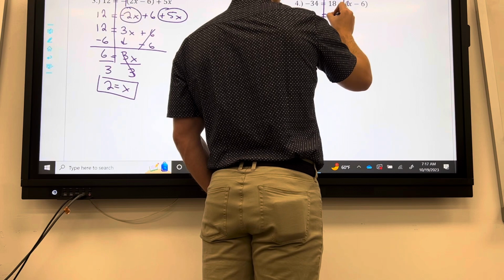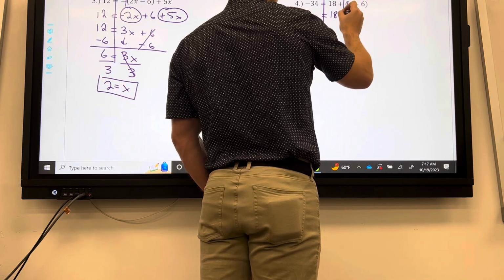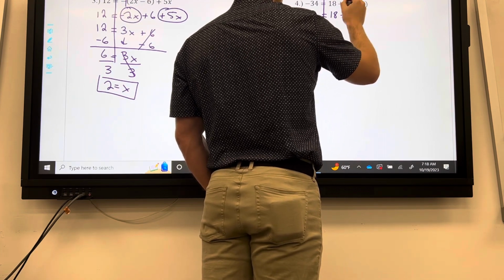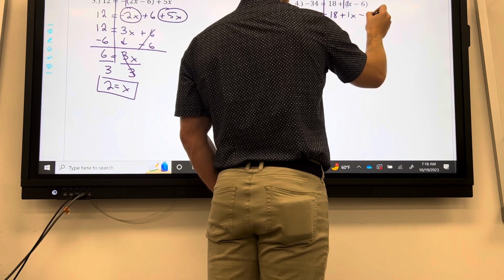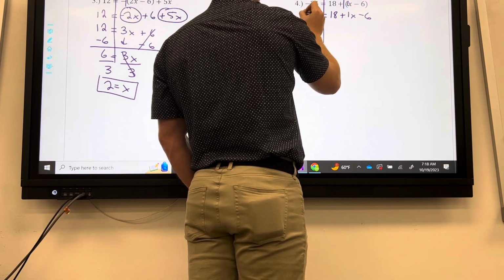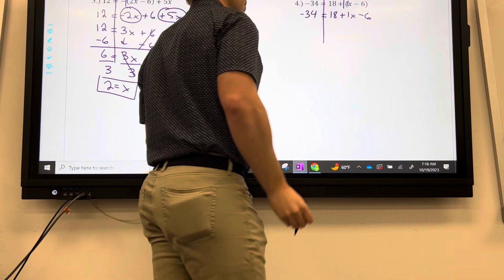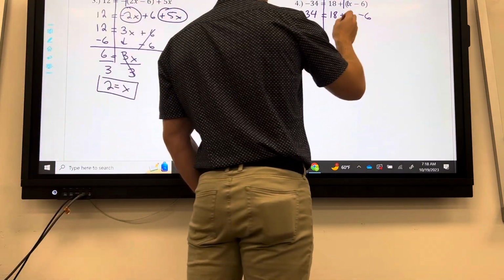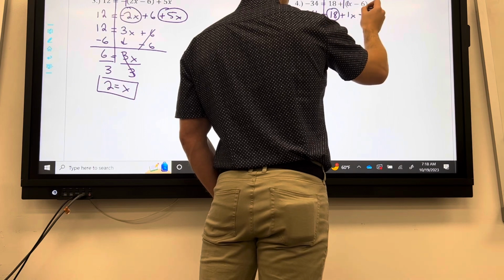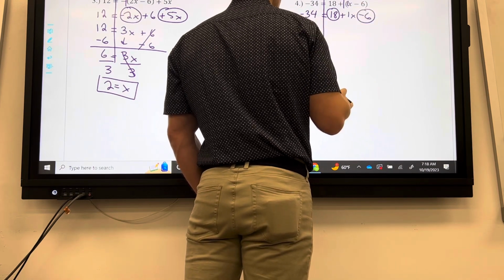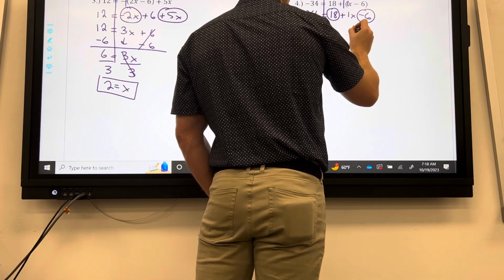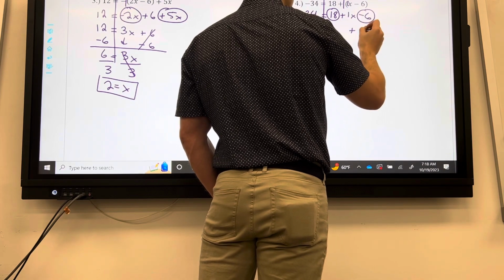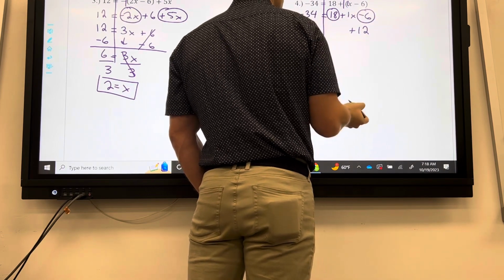The 18 just drops down for now. 1 times 1 is positive 1x. 1 times negative 6 is negative 6. The negative 34 just drops. And then you combine like terms. The like terms on this one are 18 and negative 6. 18 and negative 6 combine to be positive 12. 18 plus negative 6 is positive 12.